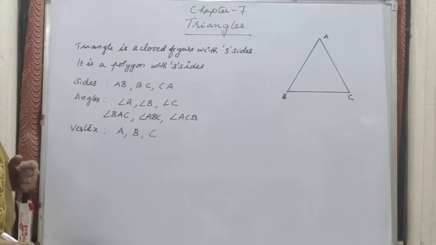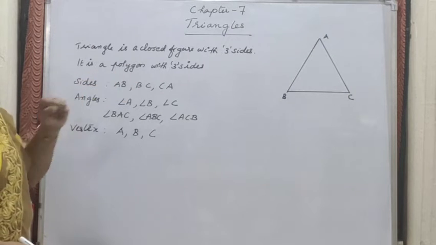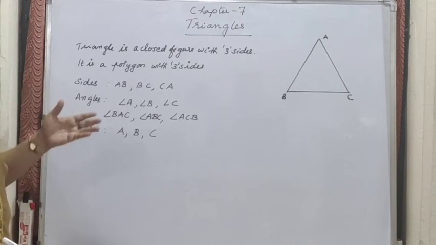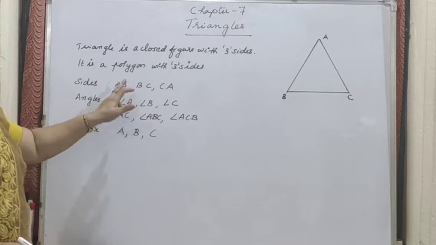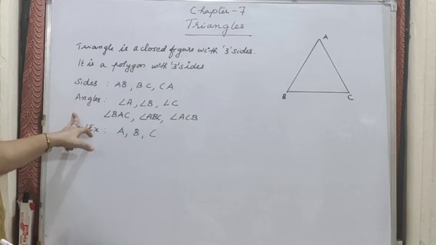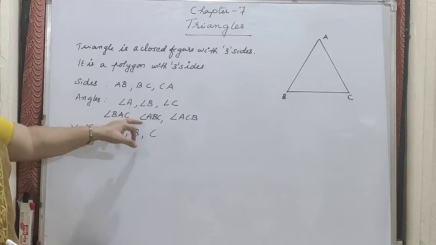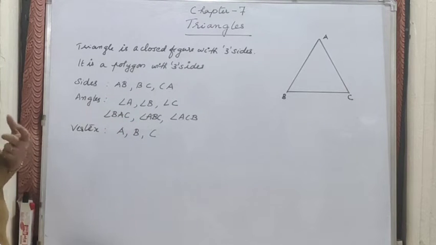So a triangle is a closed figure with the three sides, or we can say that it is a polygon with the three sides. It is the polygon with the least number of sides, the basic polygon, with sides AB, BC, CA, and angles angle A, angle B, angle C. In short we can write, or we can use the three letters. Now what are the vertices? A, B, C are the three vertices of the triangle.